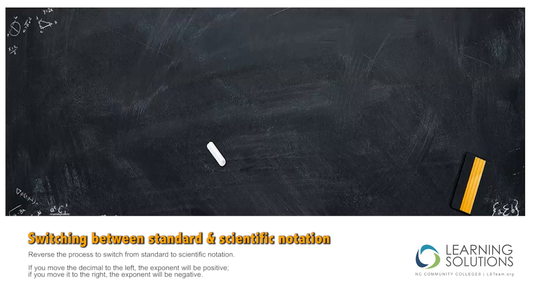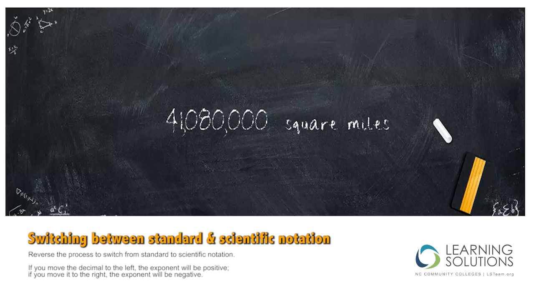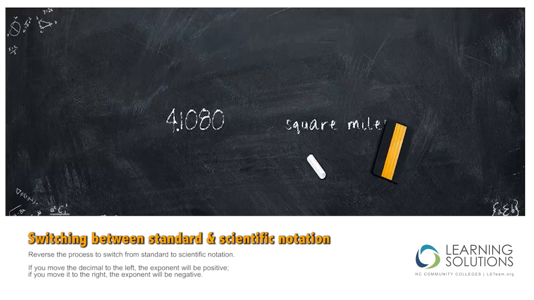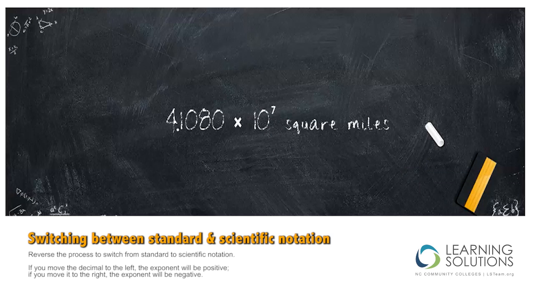For example, the area of the Atlantic Ocean is 41,080,000 square miles. It should be understood that there is a decimal point at the end of this number, so if you move that decimal point 7 places to the left, you'll have a number between 1 and 10. In scientific notation, the Atlantic Ocean is 4.1080 times 10 to the power of 7 square miles.